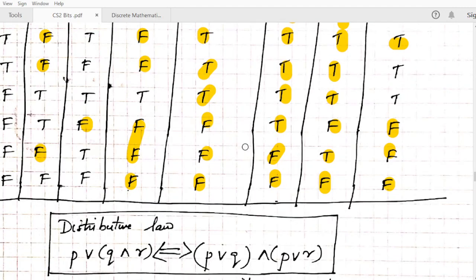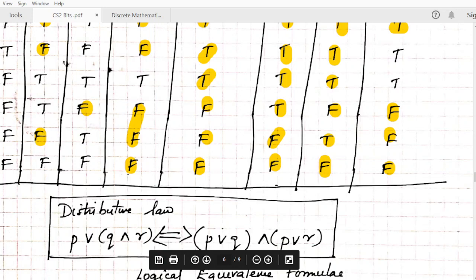This particular logically equivalent statement is known as the distributive law. It is a very important law. You have to remember this law. That is the distributive law. The formula is P or (Q and R) is equivalent to (P or Q) and (P or R). So very important. You have to memorize this particular law also.